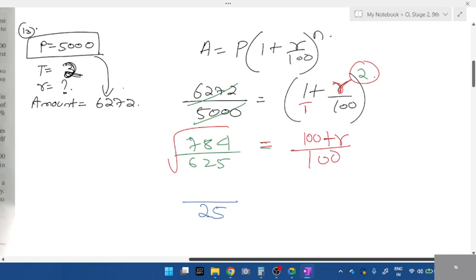If not, this is the problem. See, 25 we know. Try 27 into 27 or take 28 into 28. Complete this, find the value of R, students. Shift 100 to the other side, reduce it.